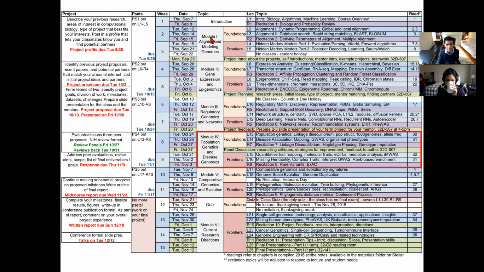So we've talked about aligning and modeling genomes, gene expression, epigenomics, regulatory genomics and networks. We've talked about population genetics, so genetic variation more broadly. Then we've talked about genetic variation in the context of phenotypic variation. Then we talked about intermediate phenotypes and eQTLs, expression quantitative loci and mediation analysis. And today we're talking about heritability and systems level genetics. And then next time we're switching to comparative genomics and evolution, followed by the quiz.